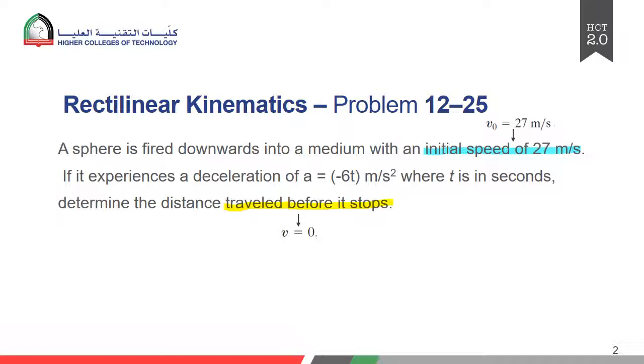Rectilinear Kinematics, problem 12 to 25. A sphere is fired downward into a medium with an initial speed of 27 meters per second. If it experiences a deceleration of a equals minus 6t meters per second squared, where t is in seconds, determine the distance traveled before it stops.